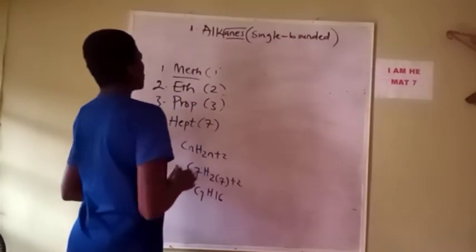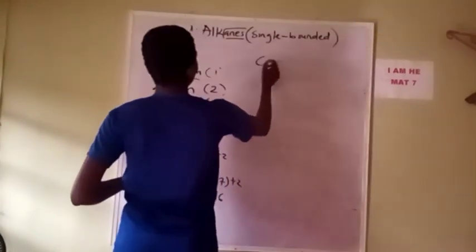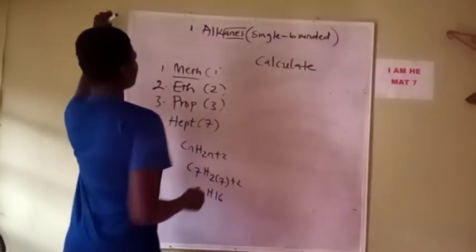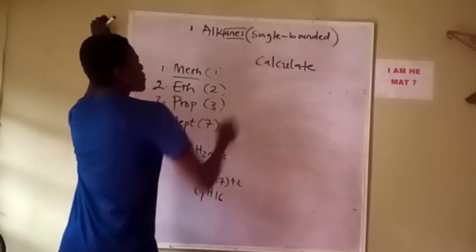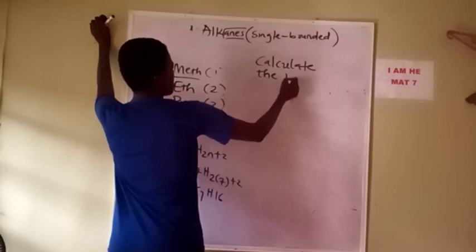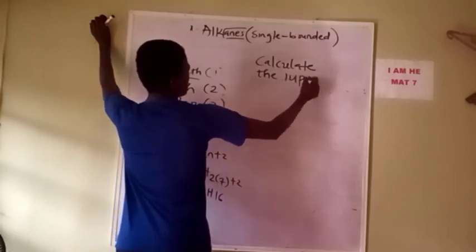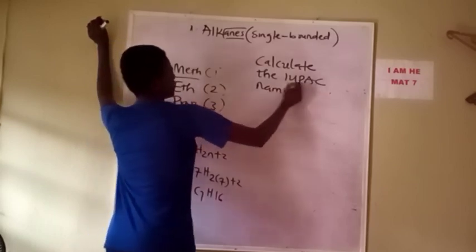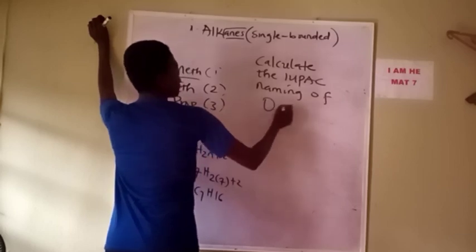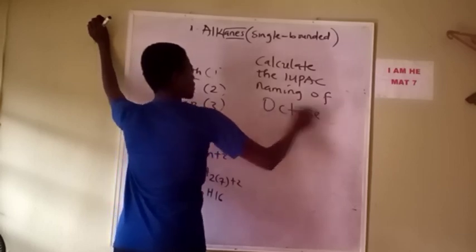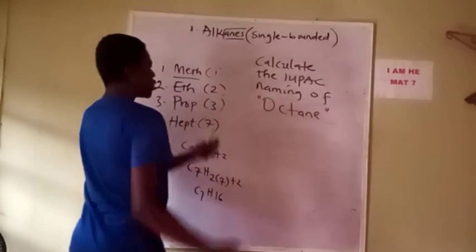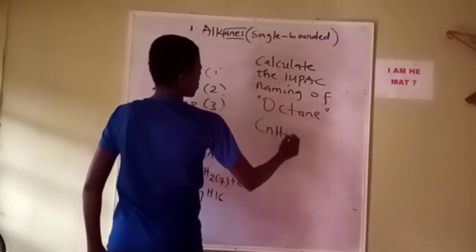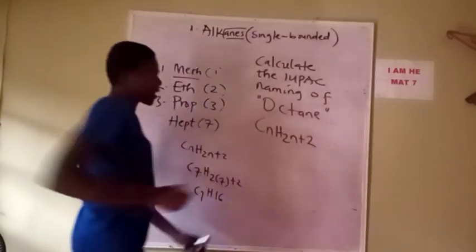Okay, so I'm going to tell you to calculate. The assignment is this: calculate the IUPAC naming of octane. Do this for me using the formula CnH2n+2. Okay, this is your assignment.